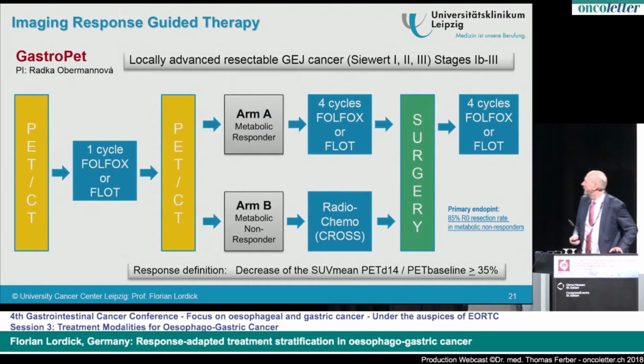Another design. And this is the nice study design from the Czech study run by Radka Obermanova. It's a phase 2 study. Patients receive induction chemotherapy with FOLFOX or FLOT, and then for the metabolic responders, they continue with what works, and for the metabolic non-responders, they switch to chemoradiation in CROSS, and here's the primary endpoint, which is based on our seroresection rate. This gives you just a rough idea what is currently studied, but no definitive results have been published yet.